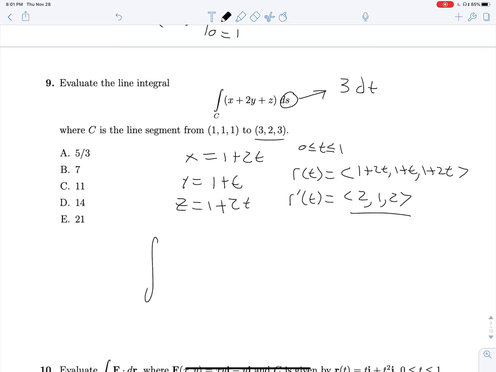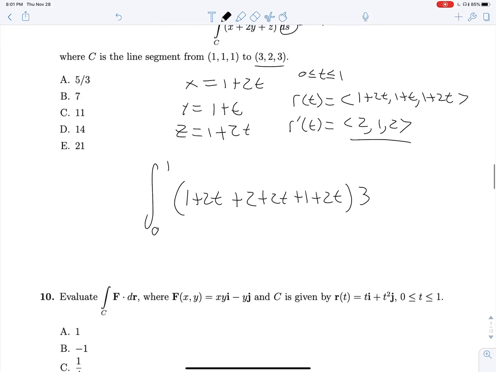And so we can set up our integral. We said that t runs from 0 to 1 of x, which is just 1 plus 2t, plus 2y, so plus 2 plus 2t, plus z, which is just plus 1 plus 2t. And all of that is multiplied by 3.